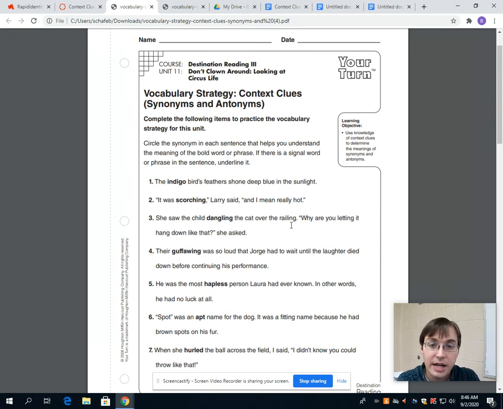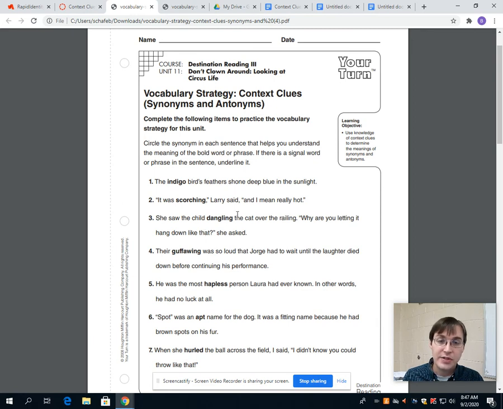Why are you letting it hang down like that? she asked. Well, she is going to be the same she as we have at the beginning. So she is asking the child, why are you letting it, the cat, hang down like that? So she sees a child dangling the cat. She asks the child, why are you letting it hang down like that?